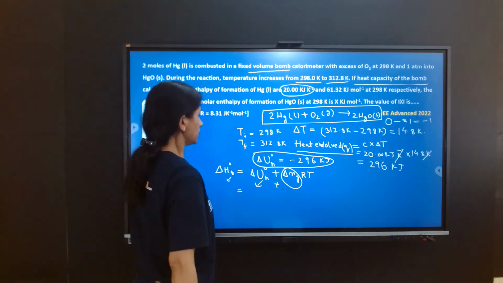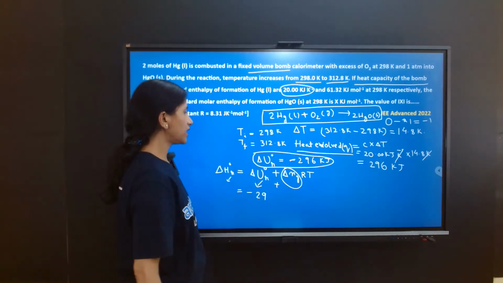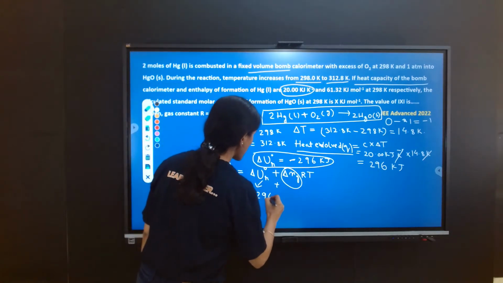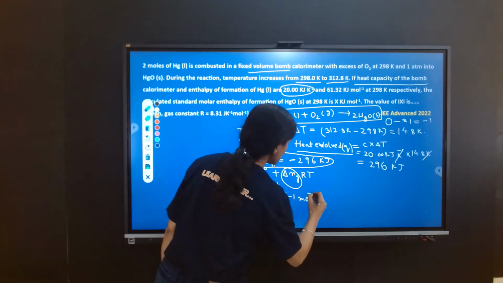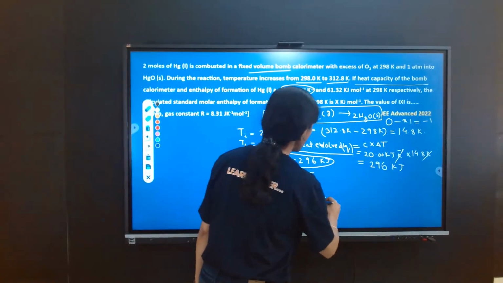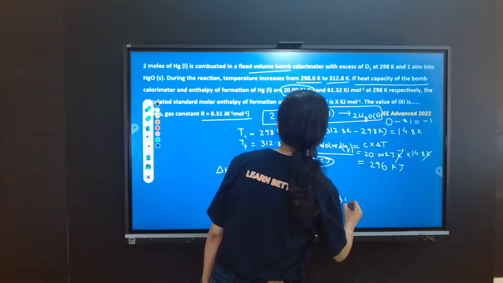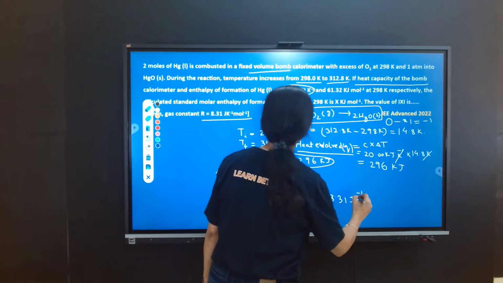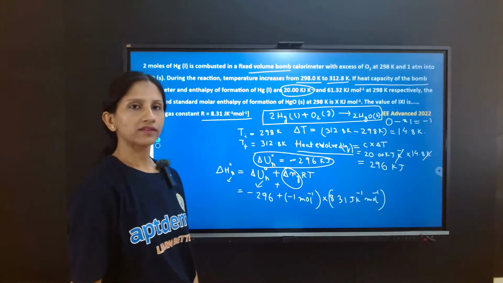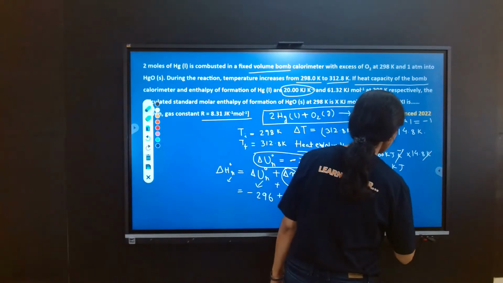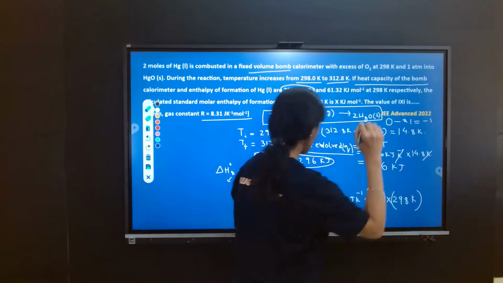Now we know the value of minus 296, which is for delta U0R, and delta Ng has come out as minus 1 per mole, and R value, that is the gas constant value, has been given as 8.31 joule Kelvin inverse mole inverse. This is our value of gas constant R, and T is given as the absolute temperature, that is 298 Kelvin.